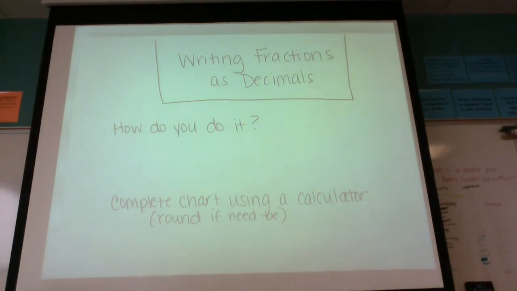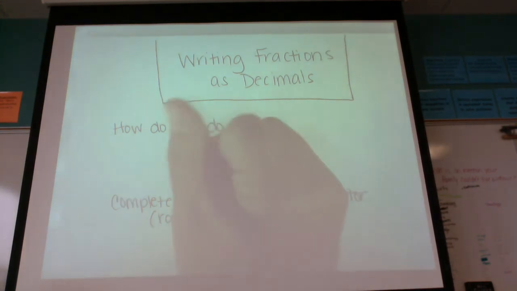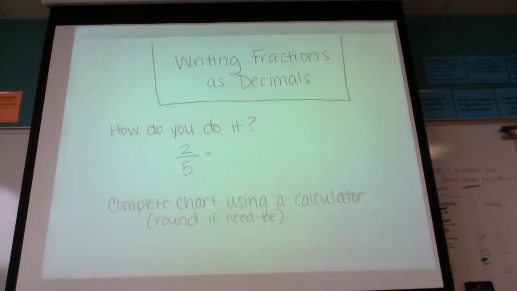Right, moving on to writing fractions as decimals. So first thing we want to talk about is how do we do it? If I have the fraction 2/5, how can I turn that into a decimal? Well, you're going to simply use a calculator.